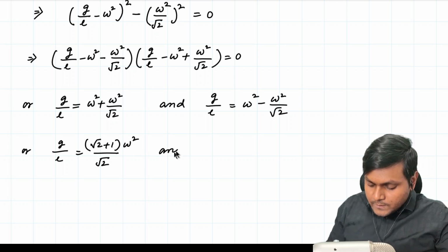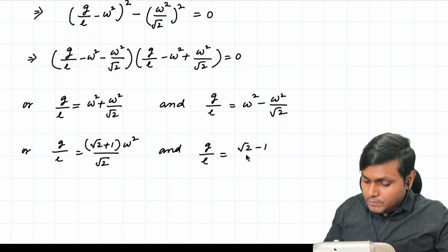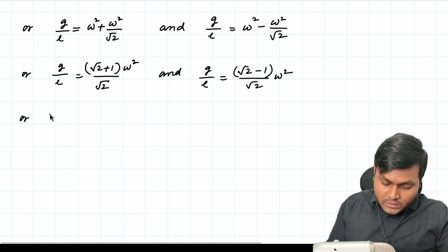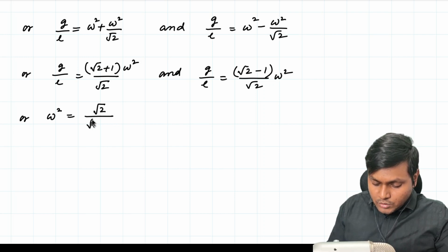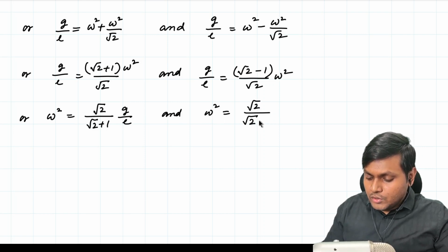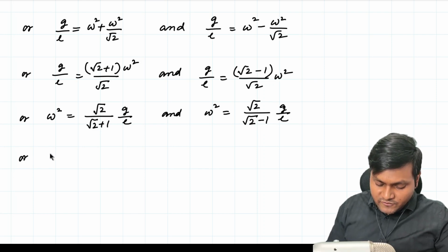omega square, and here you have g upon L is equal to root 2 minus 1 upon root 2 omega square, which can be further simplified as omega square is equal to root 2 upon root 2 plus 1 g upon L, and omega square is equal to root 2 upon root 2 minus 1 g upon L. Let me write it in a better form here. So omega square is equal to root 2.